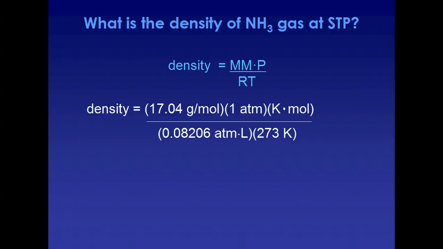The pressure will be 1. Our R is 0.08206. And then the temperature will be 273 Kelvin. Moles cancel out, atmospheres cancel out, and Kelvin cancels out, leaving me with grams per liter, which is an appropriate set of units for density, mass per volume. If you need to pause, I would do so now.